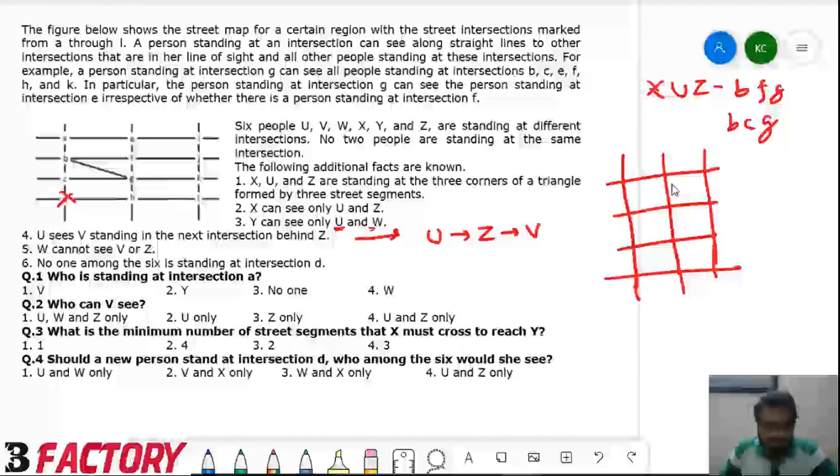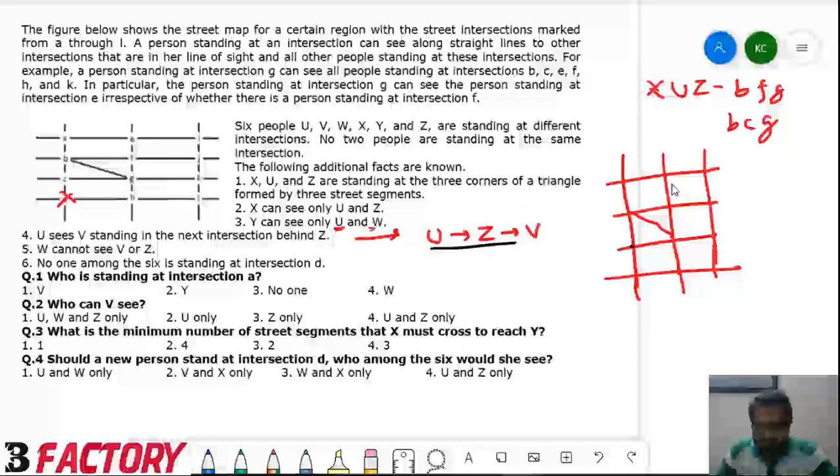I'll use a black marker here. Now you see here, U is a very important member because U is part of X, U, Z as well as you can see Y as well. And U, Z, V is another sequence. Now since we already know that X, U, Z are B, F, G or B, C, G, we'll take options.